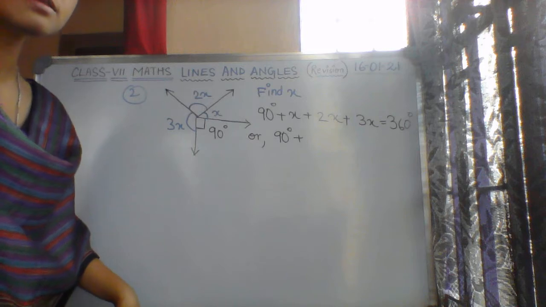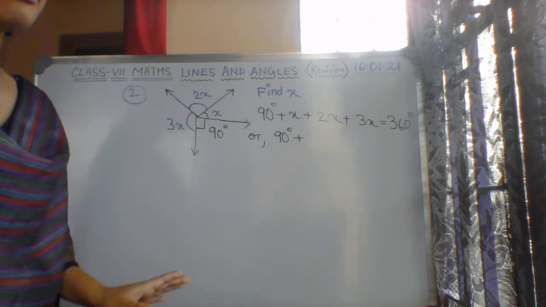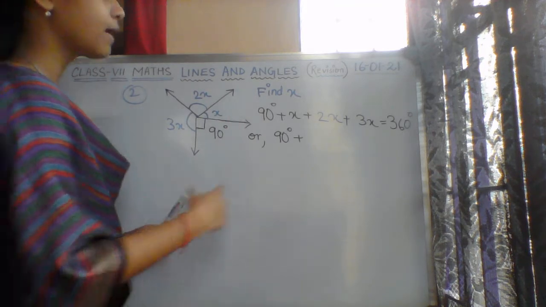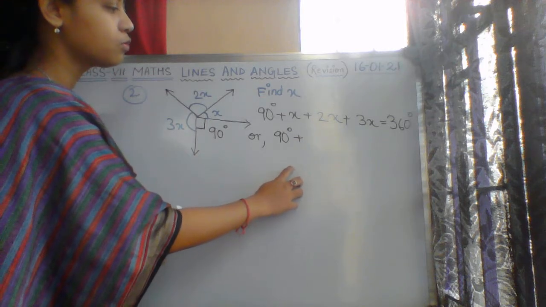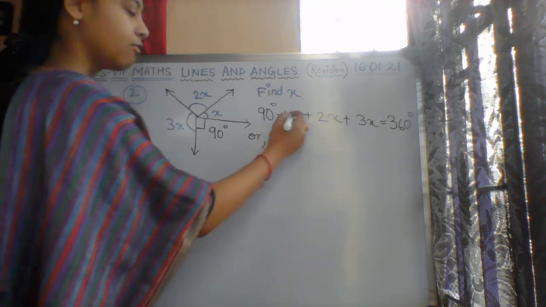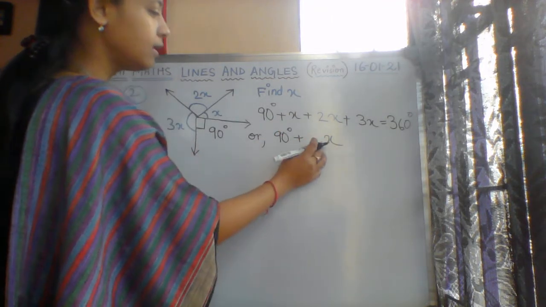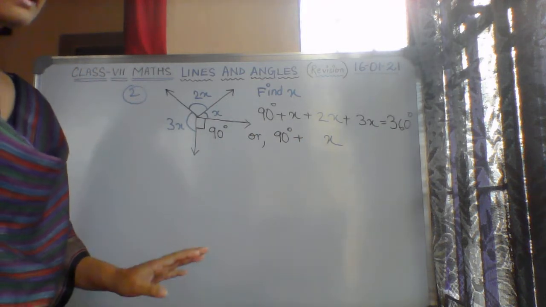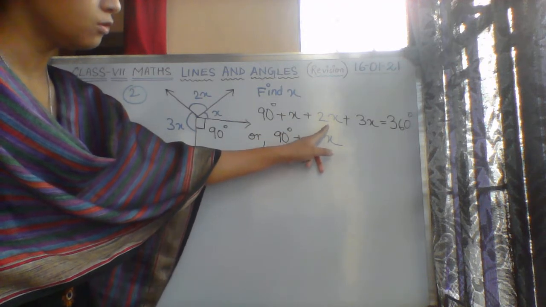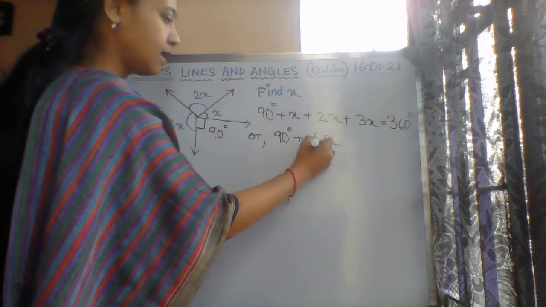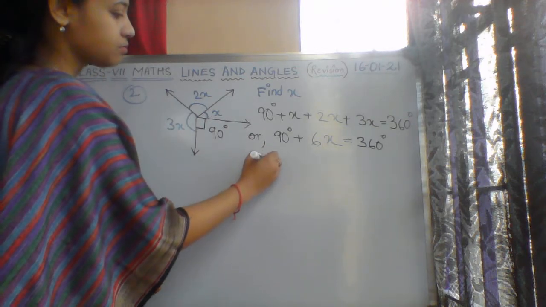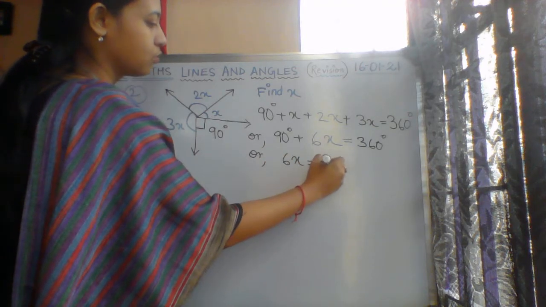So x plus 2x, we will only add the coefficients. Always remember, we only add the coefficients. So don't say x plus 2x is 3x squared. x will remain as it is. In addition and subtraction, the variable remains as it is, and only the coefficients get added or subtracted. The coefficients here are 1 plus 2, 3, and 3 plus 3, 6. So 90 degrees plus 6x equals 360 degrees, or 6x equals 360 degrees.